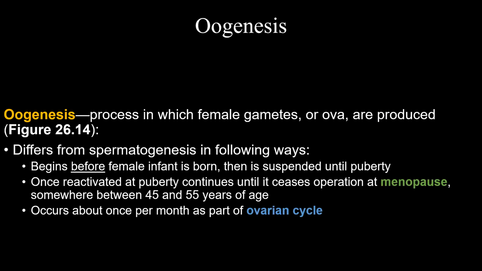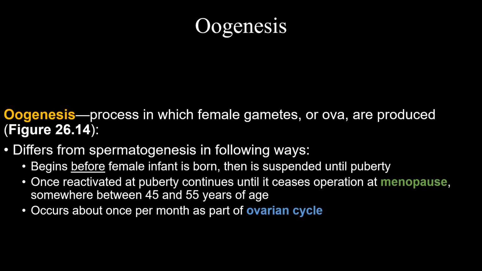Now that we've discussed most of the anatomy, now we're going to cover the physiology of the female reproductive system. And the first thing we're going to cover is oogenesis and how it differs from spermatogenesis. After that, we're going to shift our attention to the ovarian and uterine cycles and how the cyclic fluctuation of hormones tends to control those cycles.